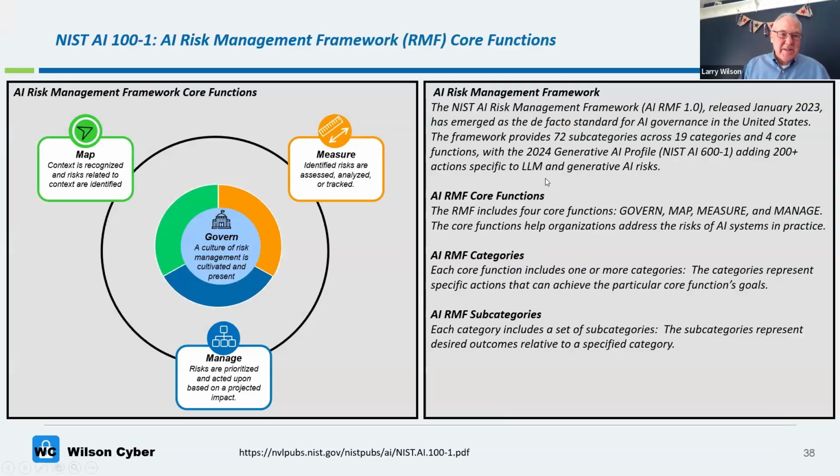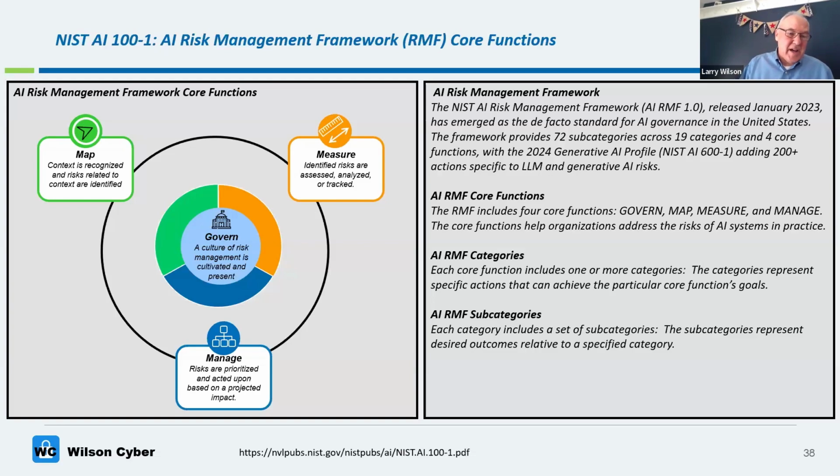So that's governance. Next, we have risk management, and NIST also has an AI risk management framework, NIST AI 100-1. It has a total of four core functions, 19 categories and 72 subcategories. So it very much looks like the NIST cybersecurity framework in functions, categories, and subcategories.